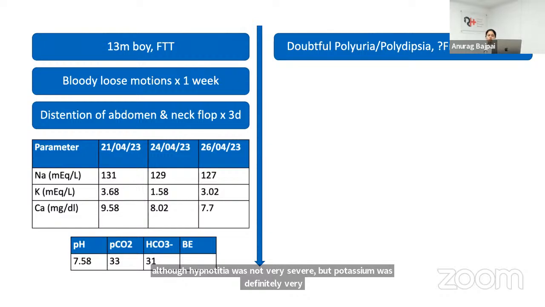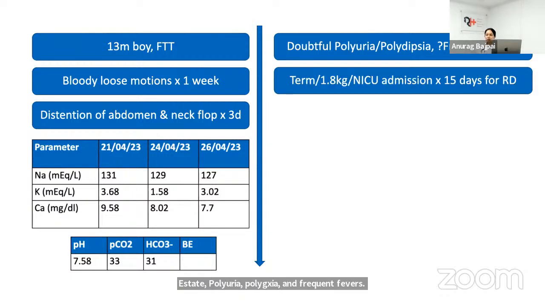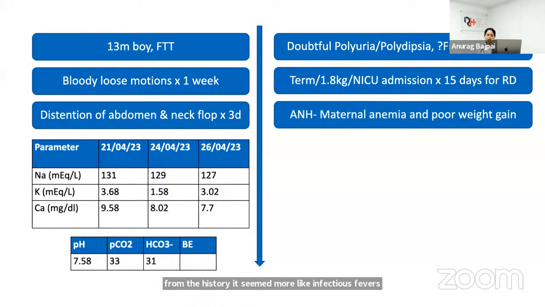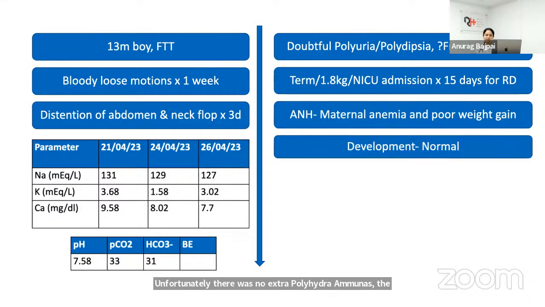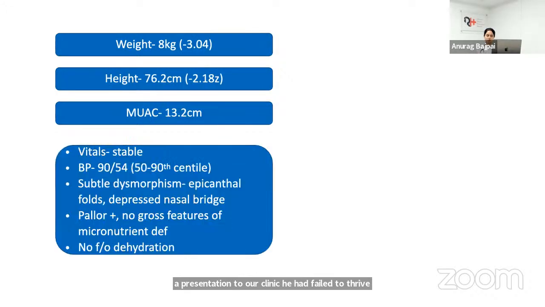Moving on, we went on to inquire further. There was a doubtful history of polyuria, polydipsia, and frequent fevers. However, from the history, it seemed more like infectious fevers that the mother gave. The child was born at term, was SGA, and required NICU admission for 15 days for respiratory distress. Antenatally, there was no history of polyhydramnios. The SGA was probably because of maternal anemia and poor weight gain. Developmentally, the child was normal. At presentation to our clinic, he had failure to thrive with weight more affected than height. However, mid-upper arm circumference was in the normal range.